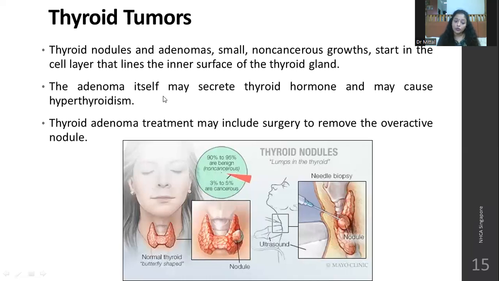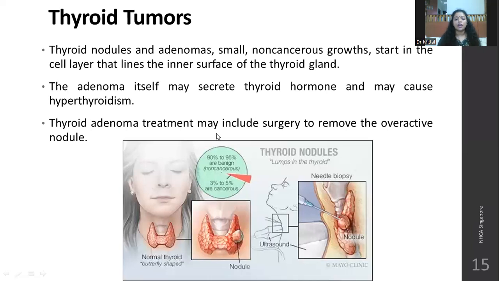These tumors will also respond to TSH, thyroid stimulating hormone, and can secrete thyroid hormone. So this is the reason why, when you already have a thyroid gland with a healthy amount of thyroid cells secreting thyroid hormone, and on top of that you get tumors, those will also start secreting thyroid hormone. That leads to hyperthyroidism. So thyroid adenoma treatment can include surgery. It can remove the overactive nodule. That could be another management for this.